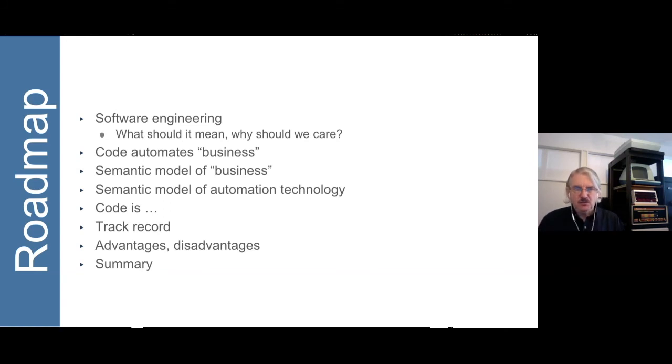Again, the code exists to automate some business. What are the policies? What are the processes? I can build a semantic model, a precise, concise statement, because if I don't understand the semantics of the business to automate, at least as well as the business does, then I'm not going to automate the right business. I can also build the semantic model of the automation technology, and well-formed code is in fact a mapping from elements of the semantic model of the business onto elements of the semantic model of the technology, subject to the three constraints: that it's sufficiently complete, it preserves the business semantic, and it satisfies the non-functional requirements.